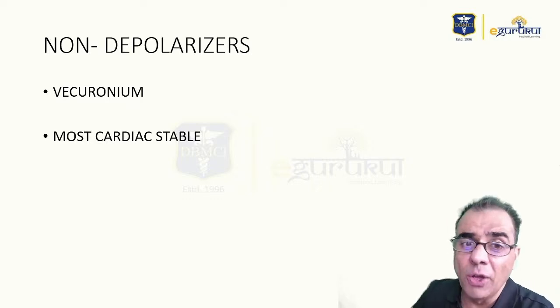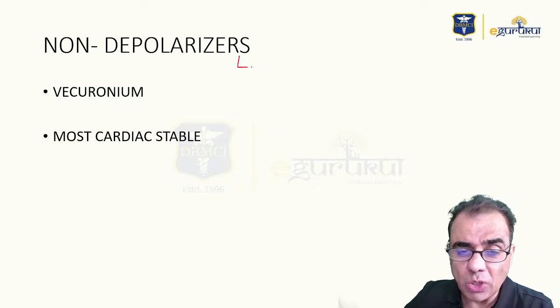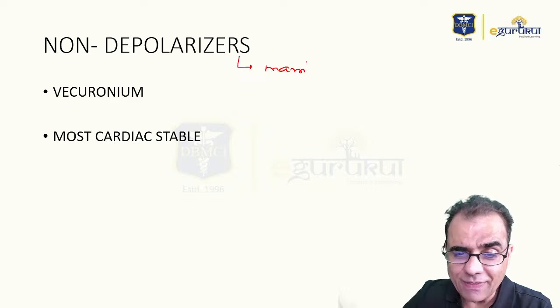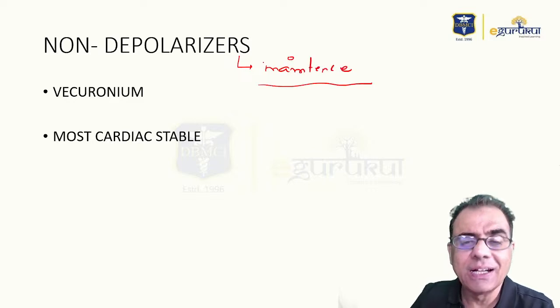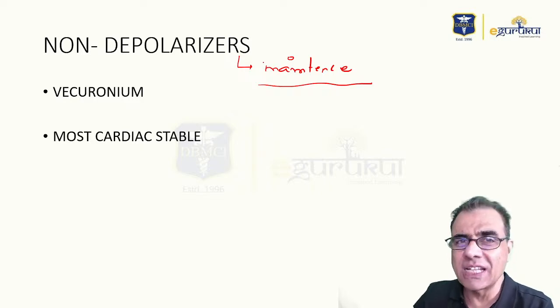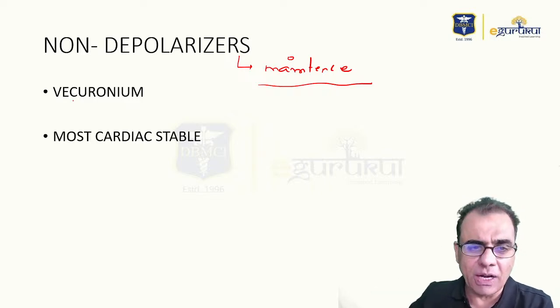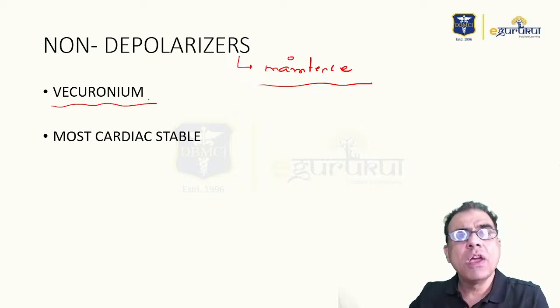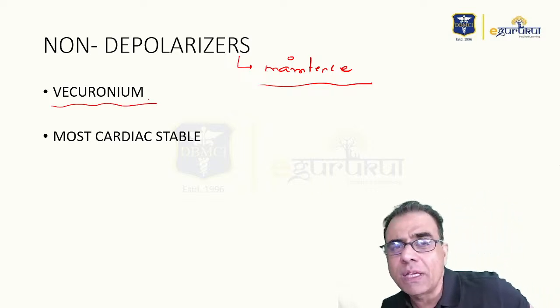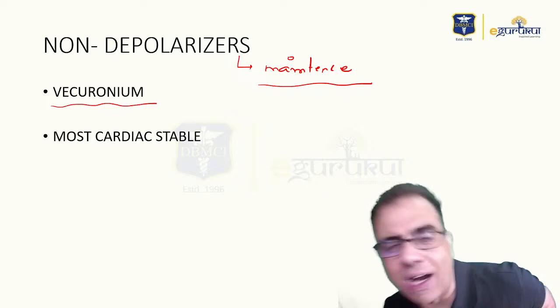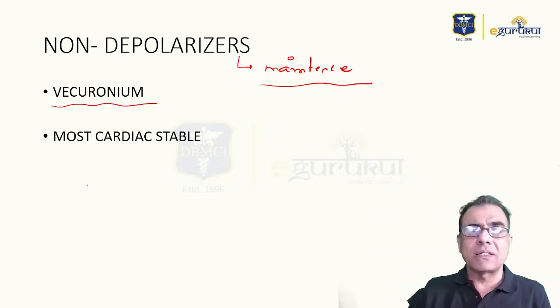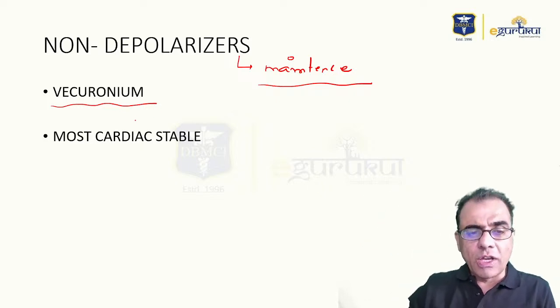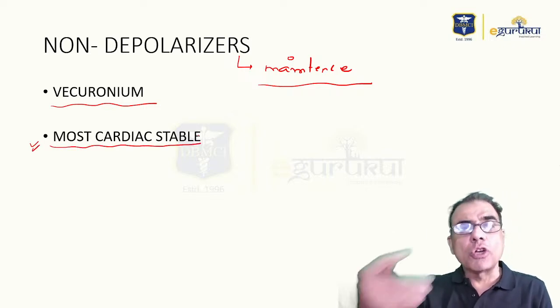Non-depolarizers, I told you, are long acting. If you remember, we discussed that they are used for maintenance of anesthesia. So commonly used non-depolarizers: vecuronium. Vecuronium is the most cardiac stable muscle relaxant, which means it is the muscle relaxant of choice for cardiac patients.